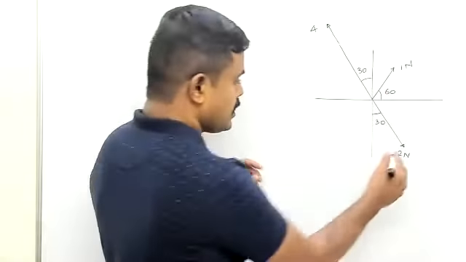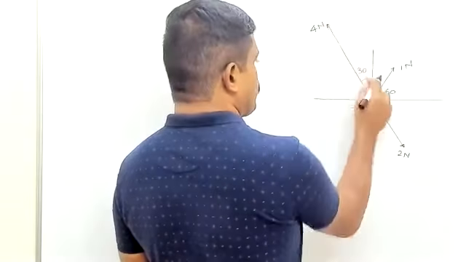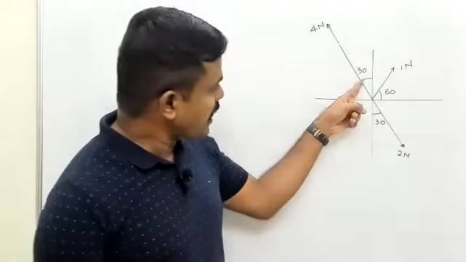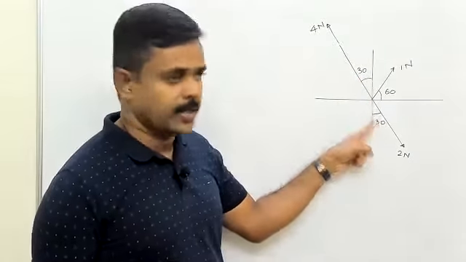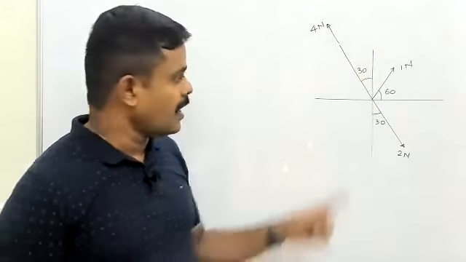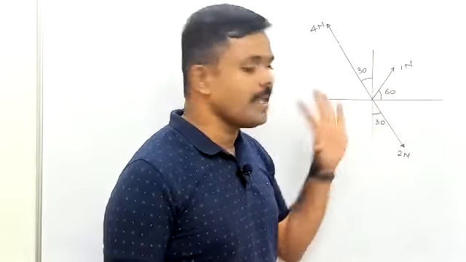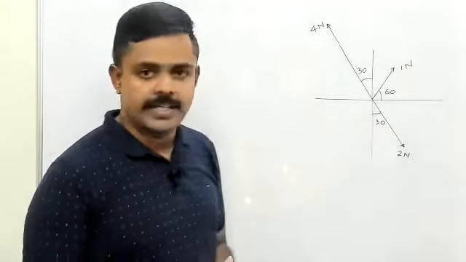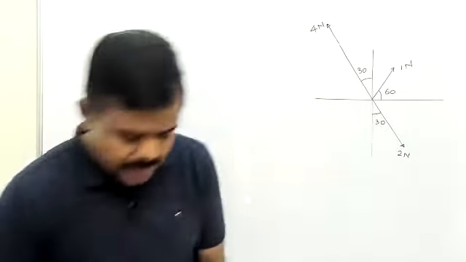As you can see, this 2 Newton and this 4 Newton make an angle of 30 degrees here. If that is 30 degrees, this is also 30 degrees because these lines cut each other, so these are vertically opposite angles. And I have another force, 1 Newton, making an angle of 60 degrees with the x-axis. And what is the question here?